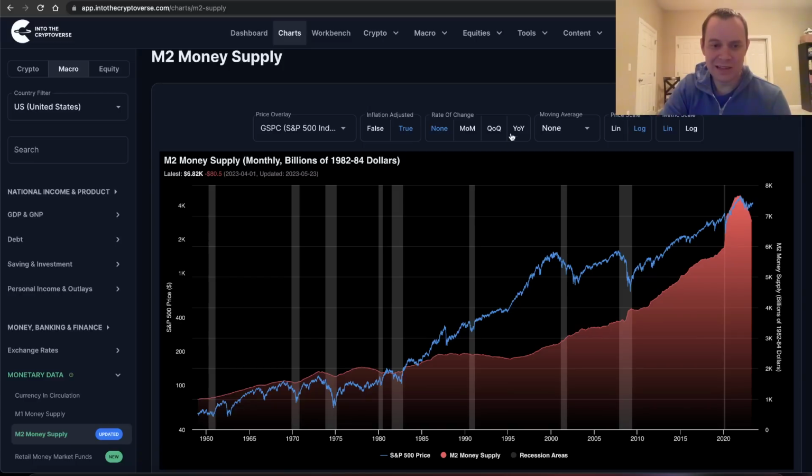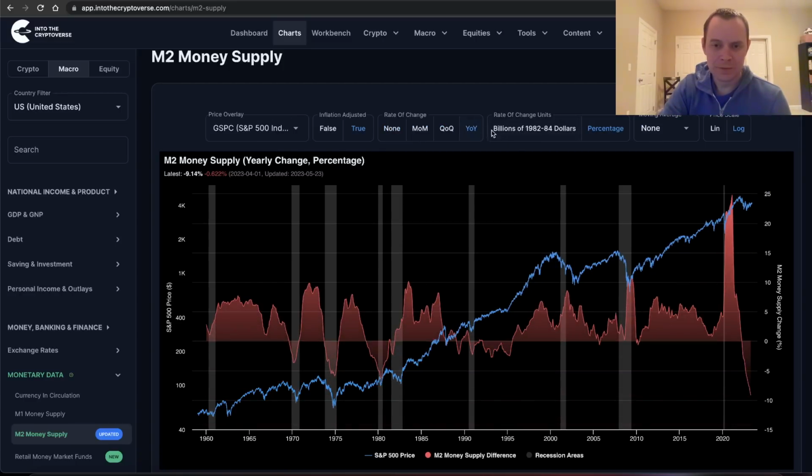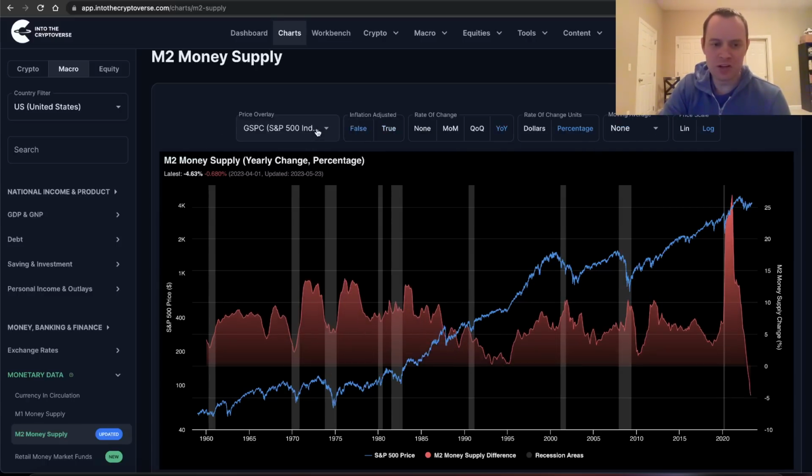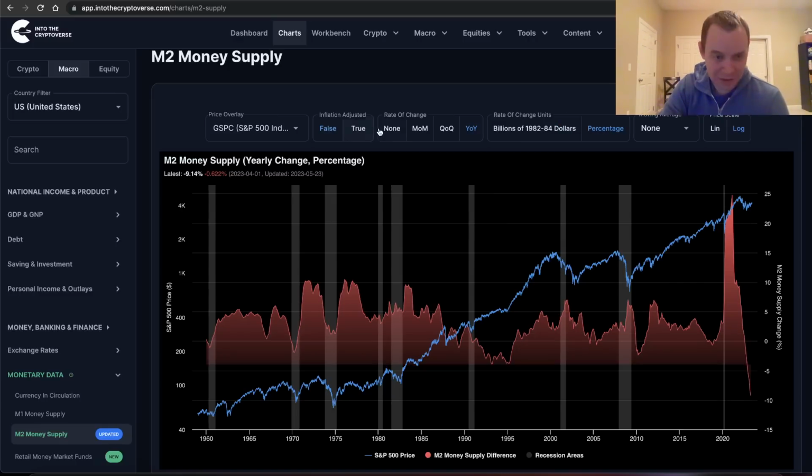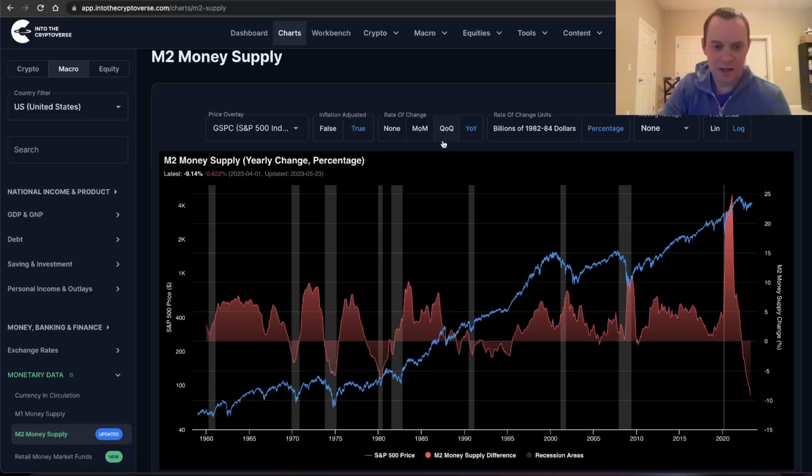So let's look at that year over year percentage change. Negative 9%, negative 9.14% to be exact. So inflation adjusted, M2 is down over 9% year over year. When you don't adjust for inflation, it's only down 4.63% year over year. So clearly, inflation has had a pretty big impact here. And we know that. Headline inflation is around 5%.